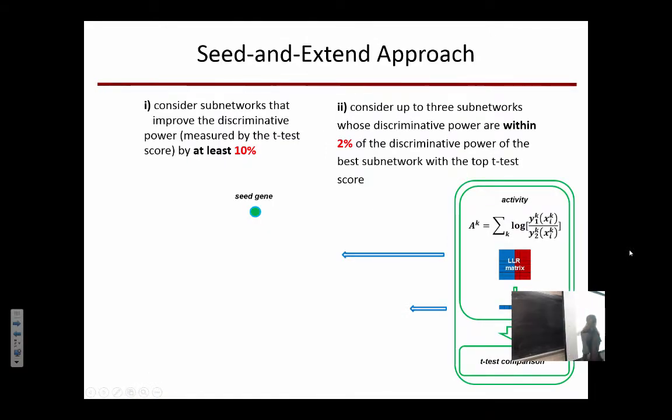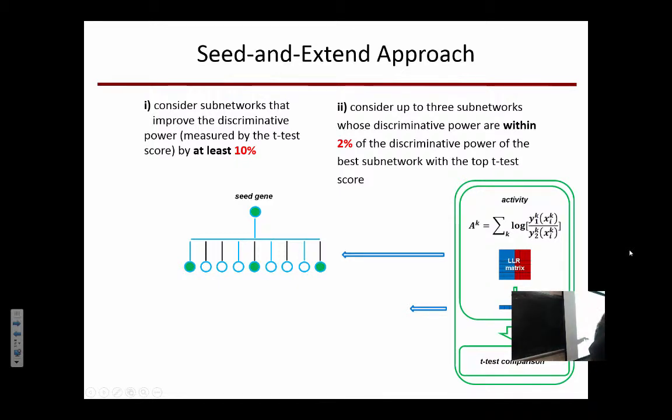So you start with your seed gene, so the gene that's most highly differentially expressed in the wild type versus the mutant. At that point, we want to extend onto other genes whose expression is directly correlated with that of the seed gene, okay? And so we use the log likelihood ratio, which is pretty much where we take a gene and take its expression, which is measured in log, and then take a ratio of that of the wild type versus the mutant, okay? And every time we add on a new gene to the network, we have to improve the discriminative power, which is measured through a t-test, by at least 10%.